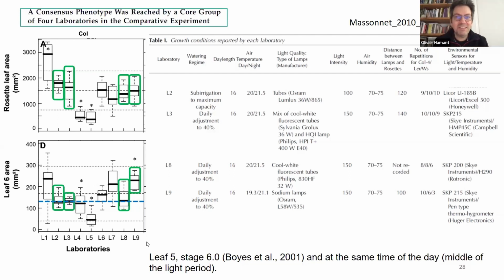If there are no more questions... Yeah, there was another question. Would you consider making a similar atlas for other model plant species? Well, I think it could be great.